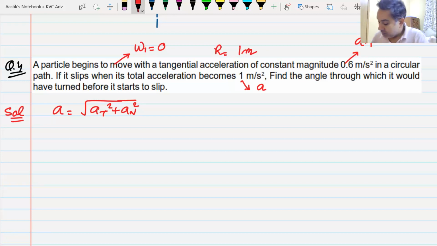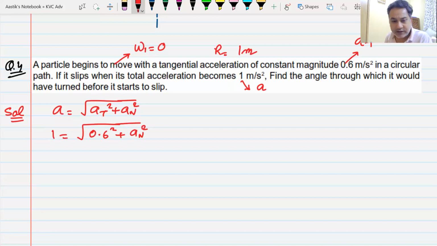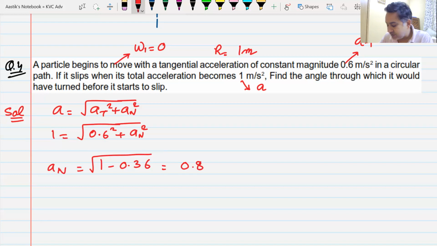Okay. So 1 is equal to under root of tangential acceleration square, which is 0.6 square, plus AN square. From here you will get the value of AN, or normal acceleration. Yes or no? Yes. So you will get AN as root of 1 minus 0.36. Yes or no? Yes, sir. So that will come as, I think, 0.8. Yes or no? Yes, sir. Meter per second square.